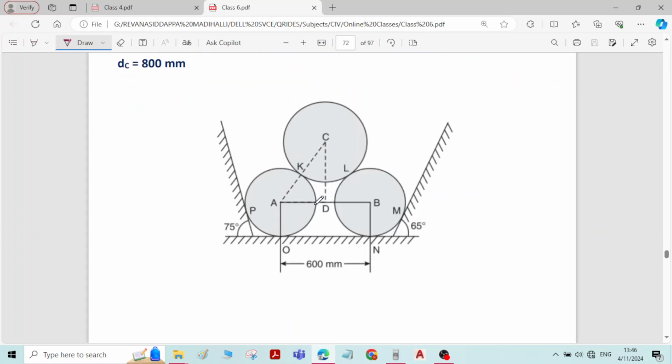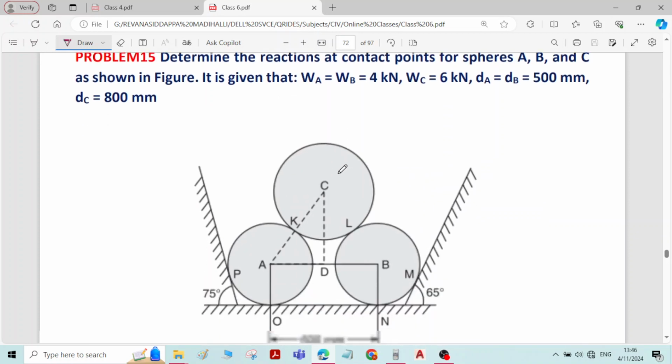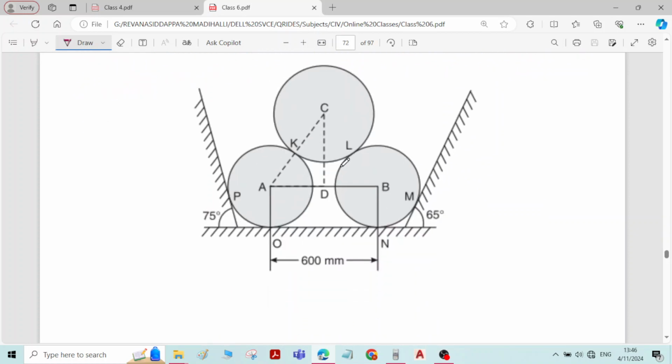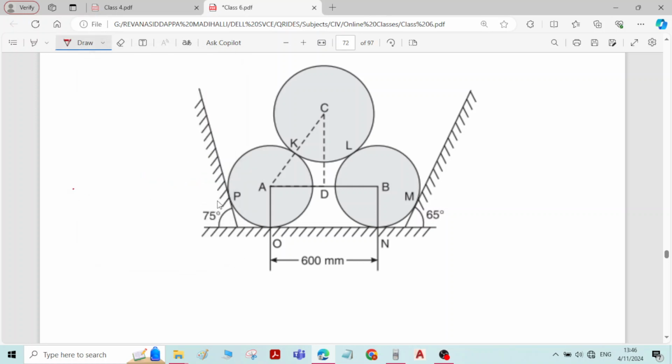So here we'll write reactions at all the contact surfaces first. So reaction at contact surface P will be Rp, which is always perpendicular to the plane of support, and reaction at O will be Ro.